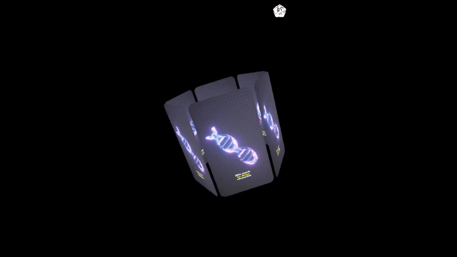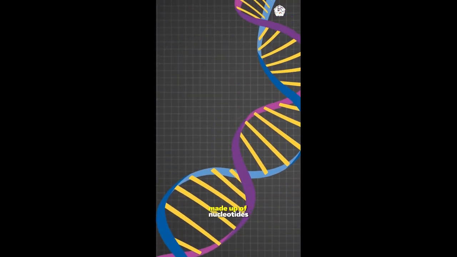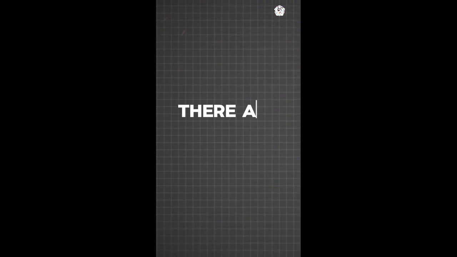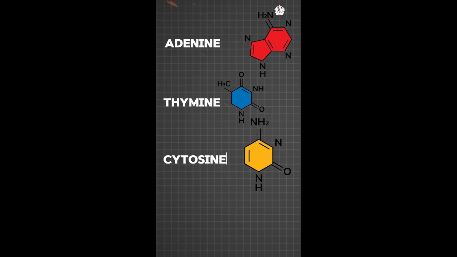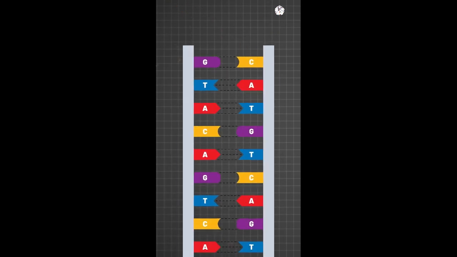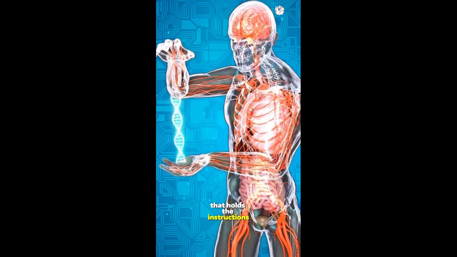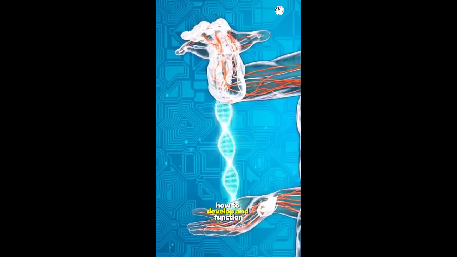DNA stands for deoxyribonucleic acid. DNA is a long, thin molecule made up of nucleotides. There are 4 different types of nucleotides. These are adenine, thymine, cytosine, and guanine. And each is represented by their first letter, A, T, C, G. DNA is like a recipe that holds the instructions for telling our bodies how to develop and function.